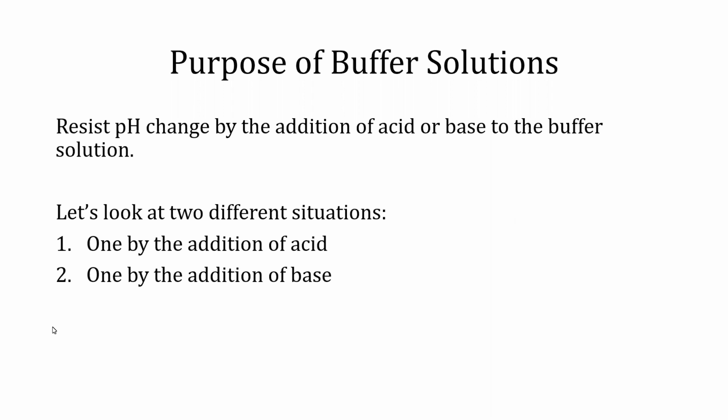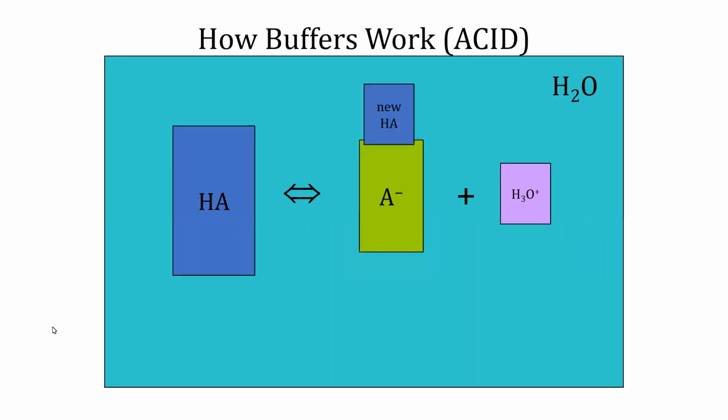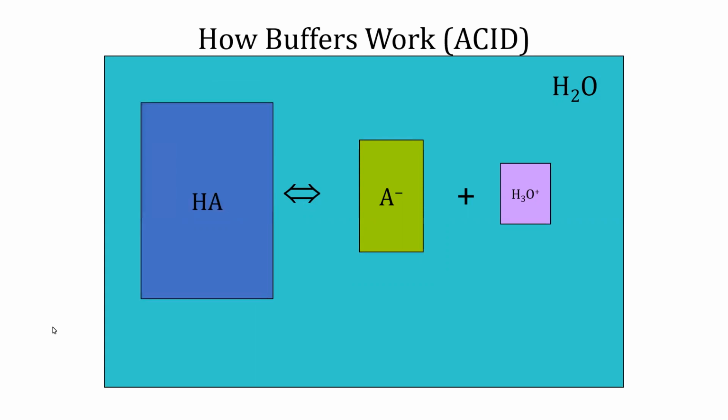Let's look at two different situations: one, the addition of acid, and two, the addition of base. In this animation, adding acid in the form of H3O+ is combined with A- to form some new HA, and afterwards that new amount of HA is added to the present amount of HA, making its amount larger.